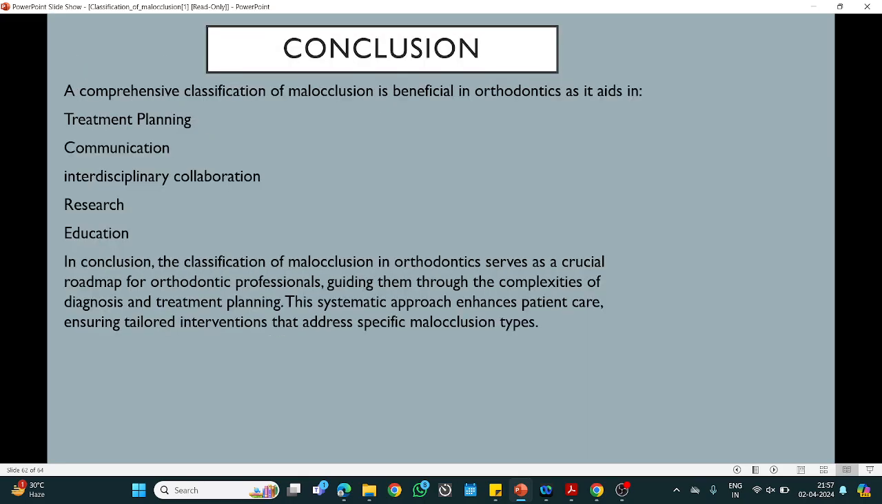I would like to conclude by saying a comprehensive classification of malocclusion is beneficial in orthodontics and it aids in treatment planning, communication, interdisciplinary collaboration, research and education. In conclusion, classification in orthodontics serves as a crucial roadmap for orthodontic professionals, guiding them through the complexities of diagnosis and treatment planning. This systematic approach enhances patient care, ensuring tailored interventions that address specific malocclusion types.